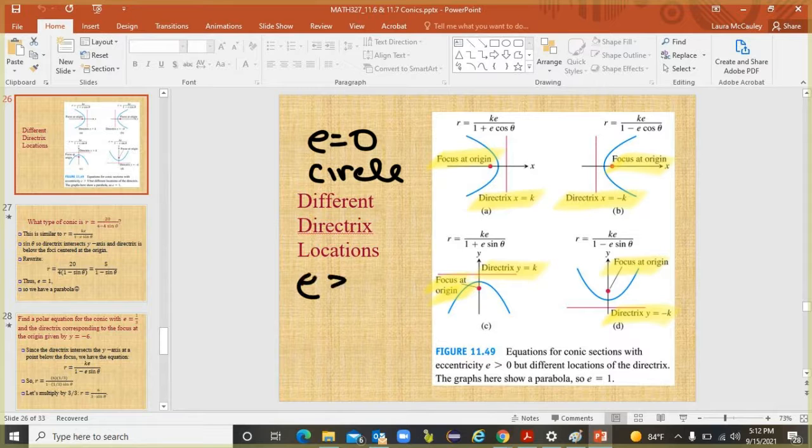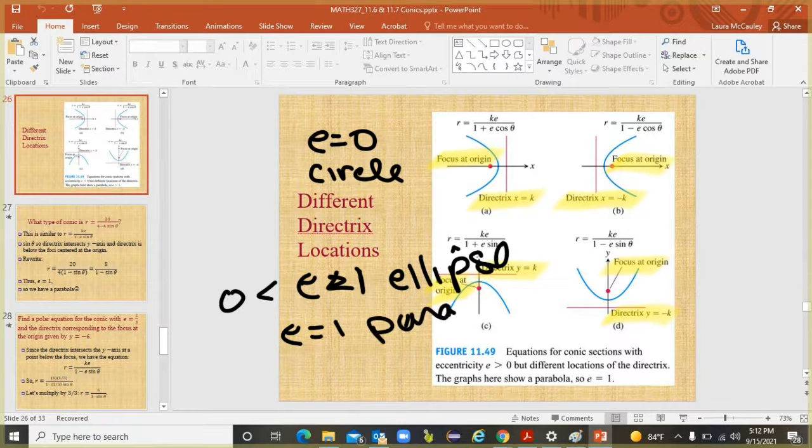And then remember that if E is equal to 0, you're looking at a circle. If E is between 0 and 1, you're looking at an ellipse. If E is equal to 1, you're looking at a parabola. So all these pictures are actually parabolas. And also if E is greater than 1, you're looking at a hyperbola.